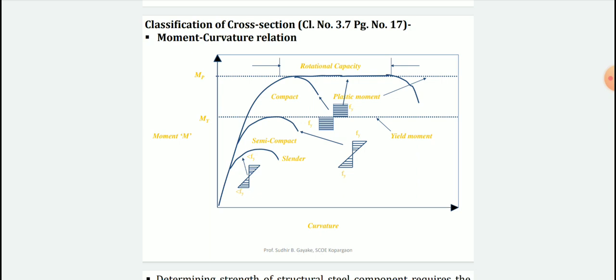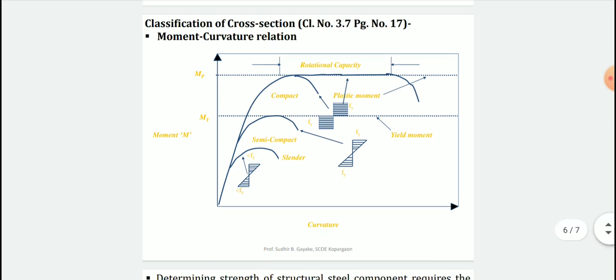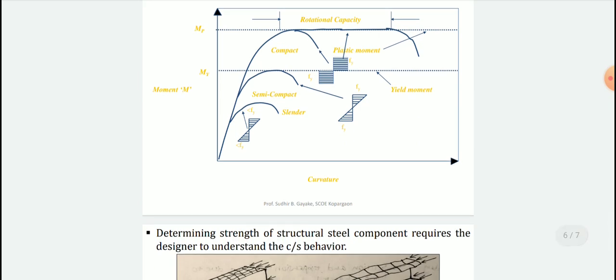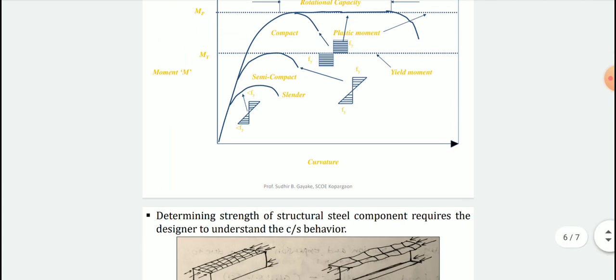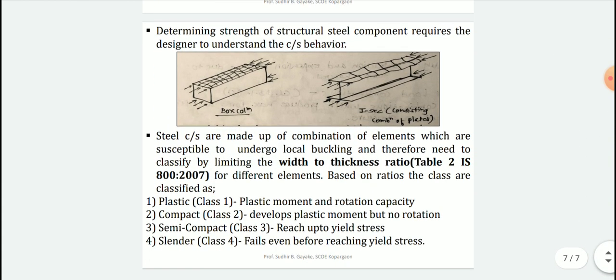In case of the third category, the semi compact cross section, it is going to fail at the yield point only. So it is only going to give us the yield moment capacity without any rotation. And the last category, the slender section, does not even go up to the yield moment capacity. So the failure moment in case of a slender section is even lesser than the yield point. In this particular figure you will get an idea regarding the cross sectional behavior.